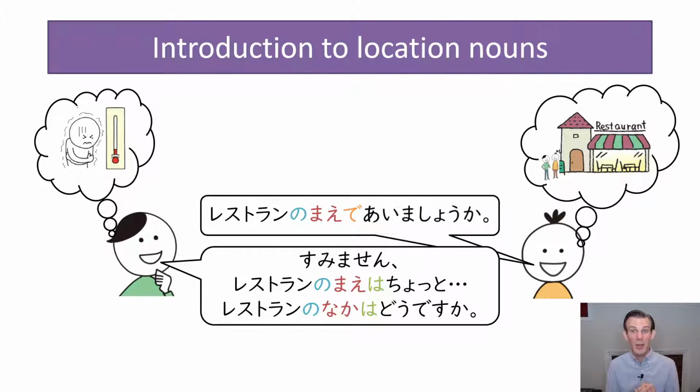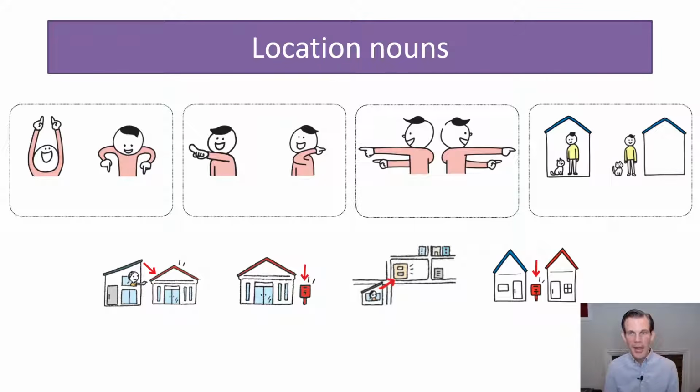And here we're giving the location of the meeting with respect to some other noun, the restaurant in this case. So that is our reference noun. So we use reference noun, no, location noun, to give a location in reference to that noun. Now, what are our location nouns? Let's go through them quickly.